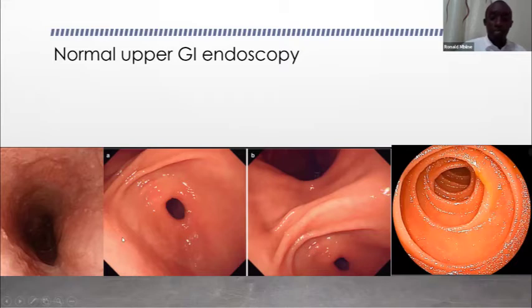The stomach, the second and third images are actually showing you the stomach. And then the fourth image is showing you how the intestine would look. Of course, the person performing the endoscopy has the technical ability to see what disease processes are there. So if there are wounds, if there are growths, if there is anything that is not normal, they will be able to identify that.